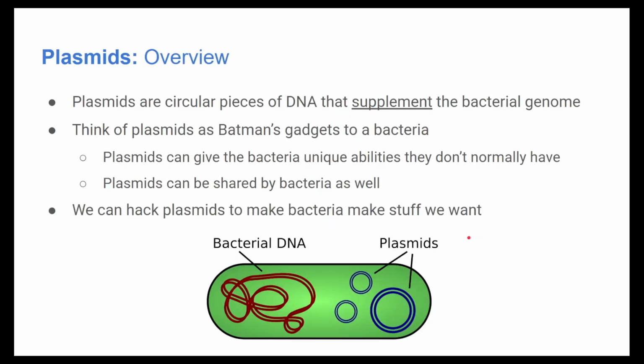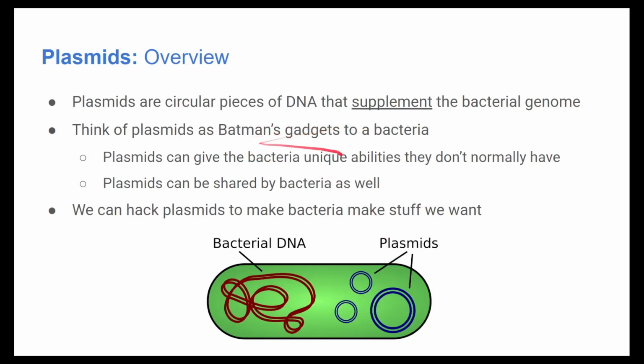Let's talk about biotechnology. We have two types of DNA in bacteria. We have chromosomal DNA, and we have plasmids. Chromosomal has all its essential stuff. Who cares? Plasmids, these are interesting. They're little circle pieces of DNA. They usually give the bacteria some sort of supplemental abilities, like resistance to drugs or toxic properties. So I like to think of them as Batman's gadgets. They give this bacteria extra capabilities that it wouldn't normally have.